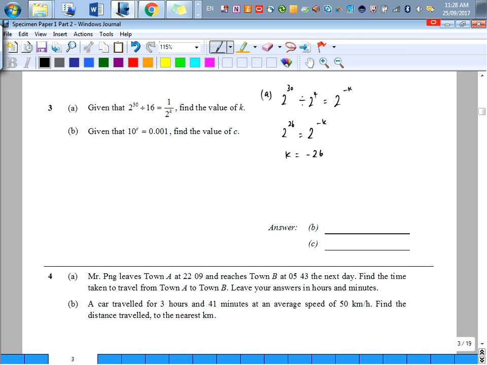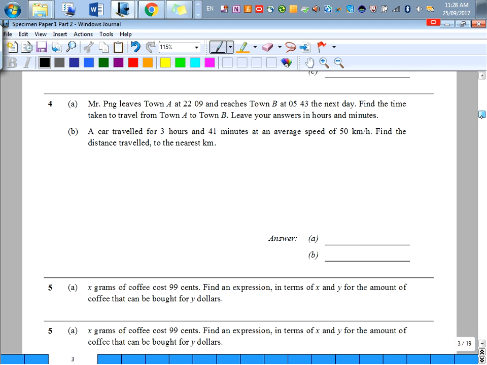Do you need me to go through part b? Use calculator. Okay, enough. Question 11.